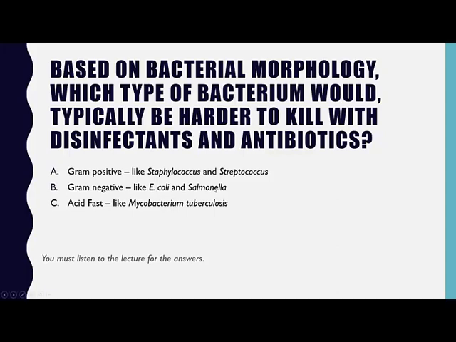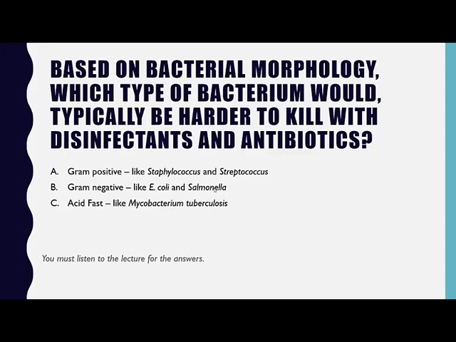Okay, so A, gram-positives like Staphylococcus and Streptococcus. B, gram-negatives like E. coli and Salmonella, and Pseudomonas aeruginosa, Helicobacter pylori, Treponema, Borrelia, that sort of thing. Or C, acid-fast like Mycobacterium tuberculosis. Now, we haven't done these head-to-head yet, have we? So this isn't nice. She's being mean.